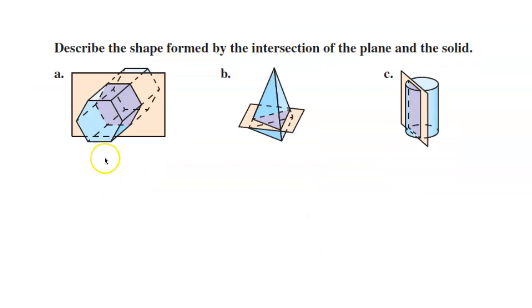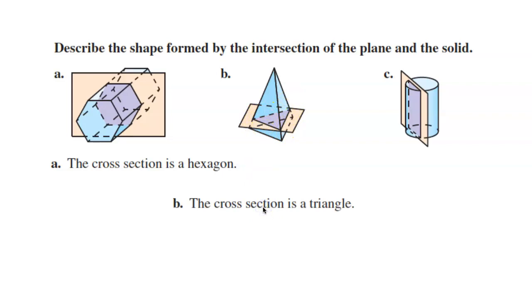So here we have a hexagonal prism, but look at the purple area. That's just a hexagon. So the cross section would be called a hexagon. Here we have what appears to be a triangular pyramid, and the cross section is the purple, and so that would just be a triangle. And this is an interesting one. It's a curved figure because it's a cylinder, but if you look at the purple section, that's just a rectangle. So the cross section is always going to be some type of polygon or two-dimensional figure.